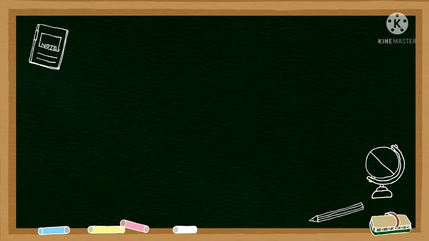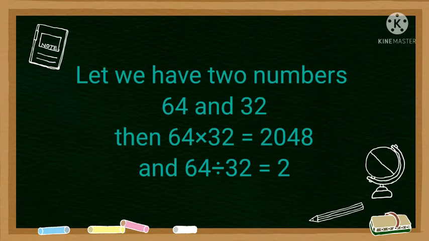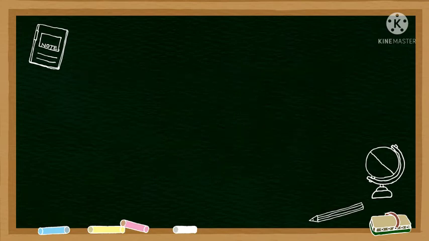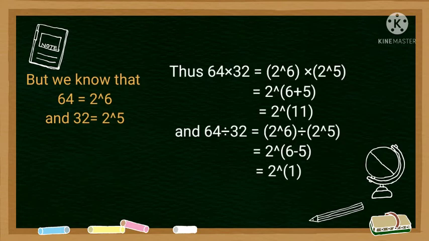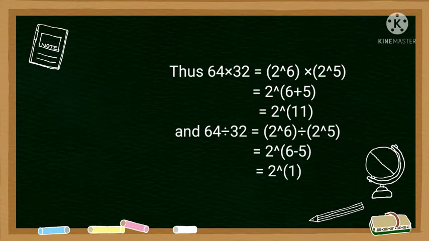Now since you have the basic idea about logarithms, let's see how they help in easing mathematical calculations. Take 64 and 32. Then 64 multiplied by 32 equals 2048, and 64 divided by 32 equals 2. But there is one more method to find this product and division. Since we know that 64 equals 2 to the power 6 and 32 equals 2 to the power 5, 64 multiplied by 32 equals 2 to the power 6 multiplied by 2 to the power 5, and using the exponent rule we can write it as 2 to the power 11.